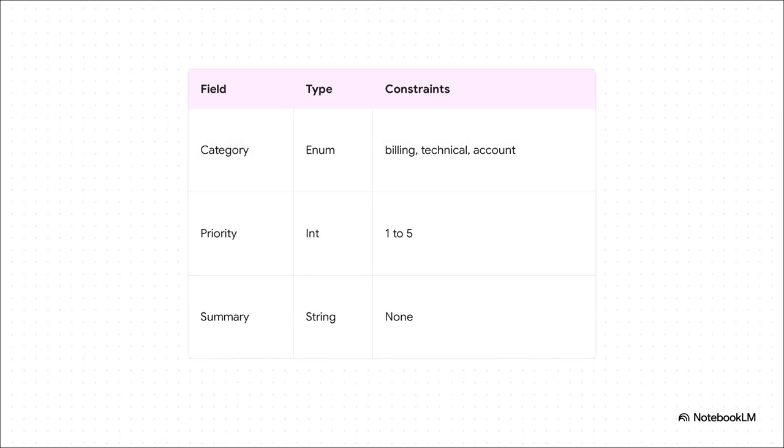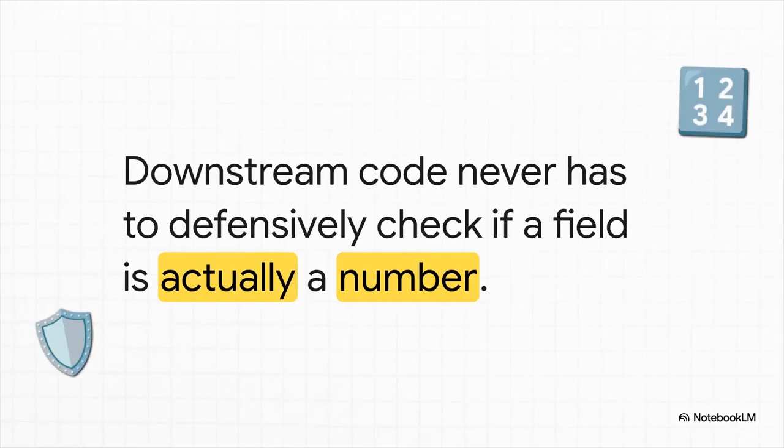You force the priority to be an integer strictly from 1 to 5, and summary, well, that's just a string. You pass this exact model as the agent's result type. When it runs on an email, Pydantic AI uses the model's native structured output or tool calling capabilities to enforce this exact shape. So here is the absolutely crucial point for us developers.